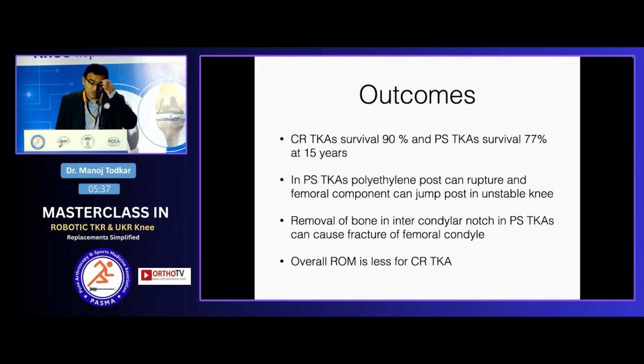The outcomes of CR and PS knees: the CR TKA survival is around 90% and PS is around 77% at 15 years. In PS knees, the polythene post can rupture and the femoral component can jump the post in unstable knees. The removal of bone in the intercondylar notch in PS knees can cause fracture of the condyles. The overall range of motion is less for CR knees as compared to PS knees.